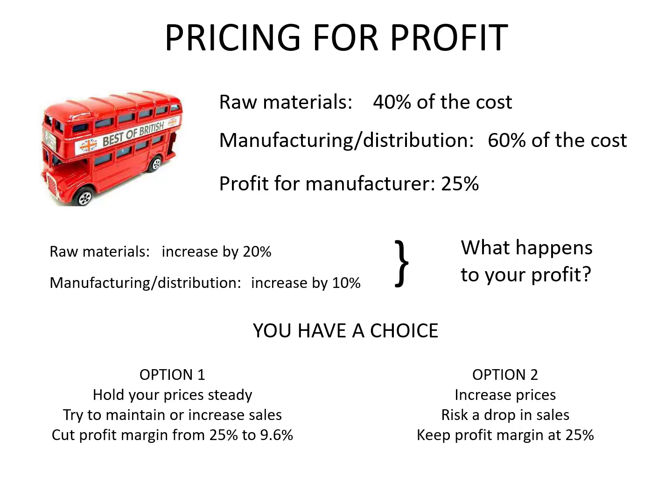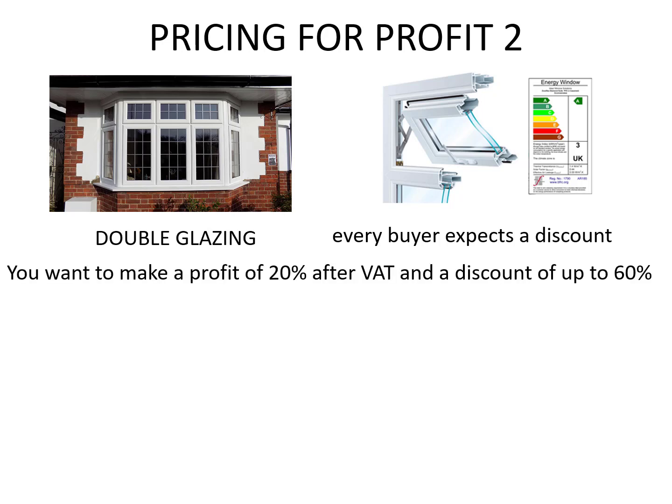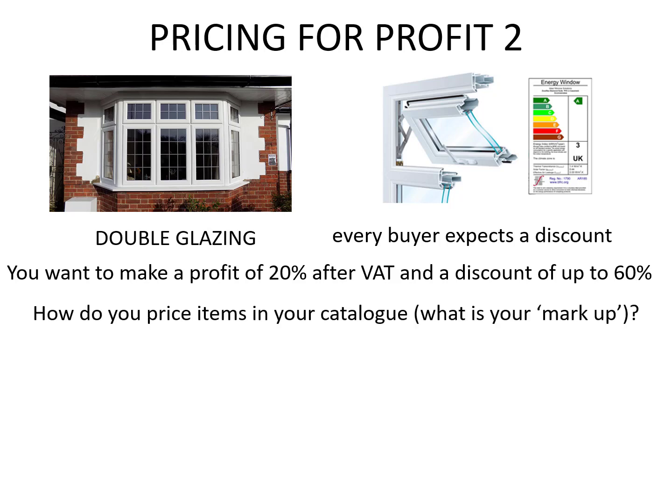Put up prices a bit and try to increase sales a bit. But these are the figures that allow you to make a rational and informed choice. Now let's look at a more complicated situation, double glazing. And the thing about double glazing is no one expects to pay the list price. Everyone wants a discount, but you still have to make a profit. Let's suppose you want to make a profit of 20% after paying your VAT and after your salespeople have offered a discount of up to 60%. What are the headline prices you put in your catalogue for these items?